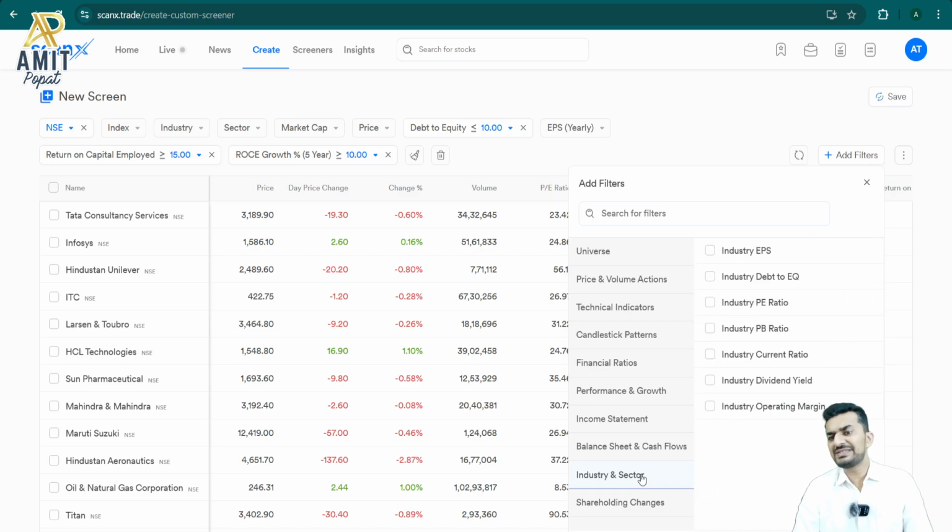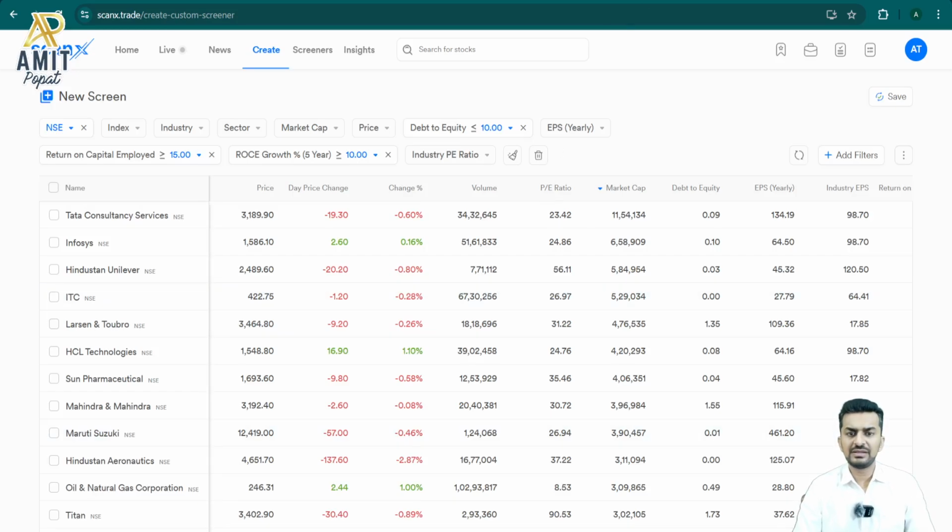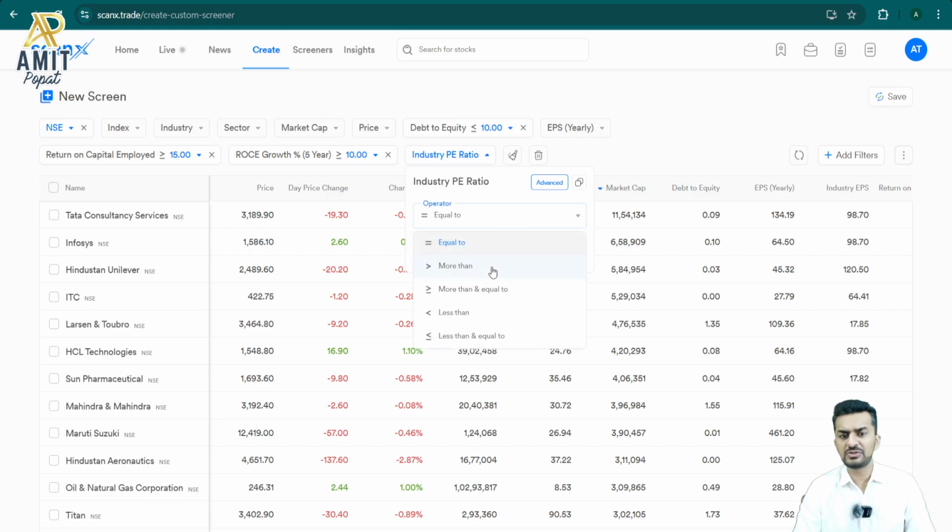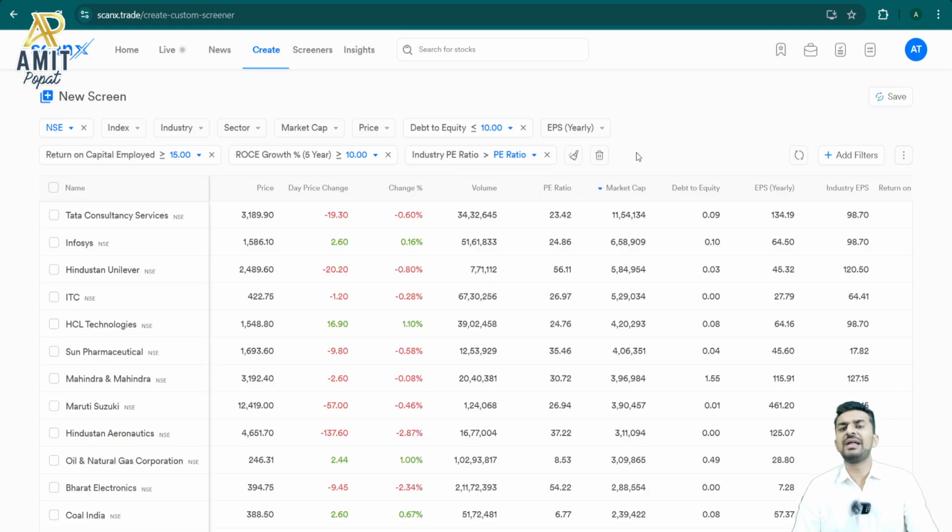Here there is the industry and sector, industry EPS, industry debt to equity ratio, industry PE ratio, industry PB ratio. So that was the ratio that we were seeing there. That if our company's PE ratio is less than the industry PE ratio, that means our company is an undervalued company.